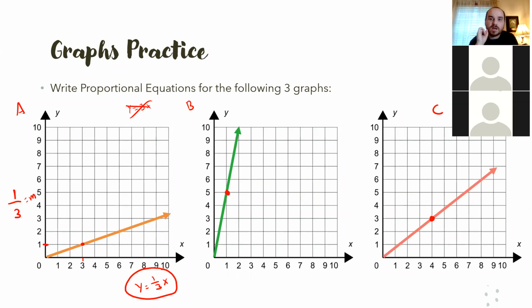Dakota, you're good on B and C. Looked like Sawyer, you're good on B and C. Jasmine, that's good for C. Carmen, that is the correct m. Now write it as an actual equation.